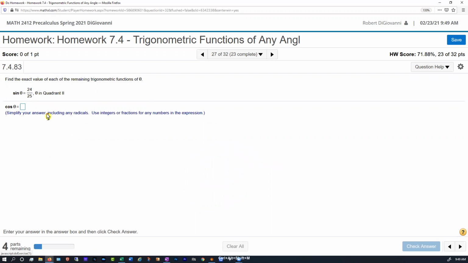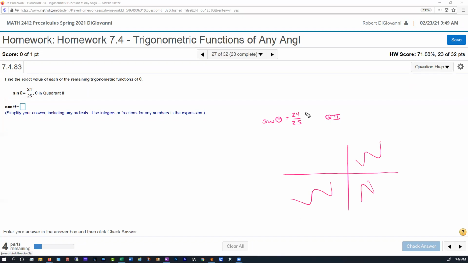All right, here we go. That's more interesting. Find the exact value of each of the remaining trig functions. They tell us that sine of theta is 24/25. So sine of theta is 24/25, and we're in the second quadrant. So we're in Q2, so we're not here, we're not here, we're not here.